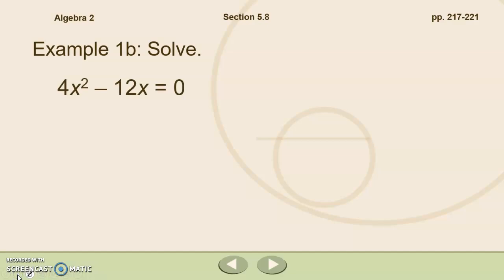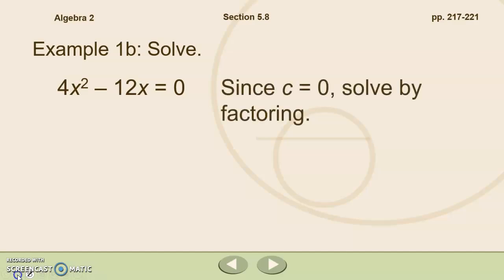Let's try this one. 4x squared minus 12x equals 0. Which technique should we use? Hopefully you notice that there's no constant term, so our c is 0. When c is 0, we can use factoring. We're going to start by factoring out what they have in common, and both of these have a 4 and an x as factors.